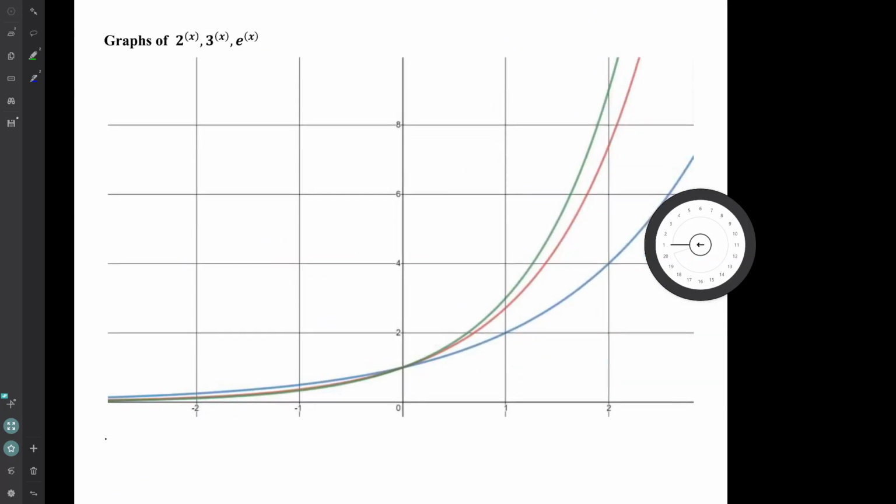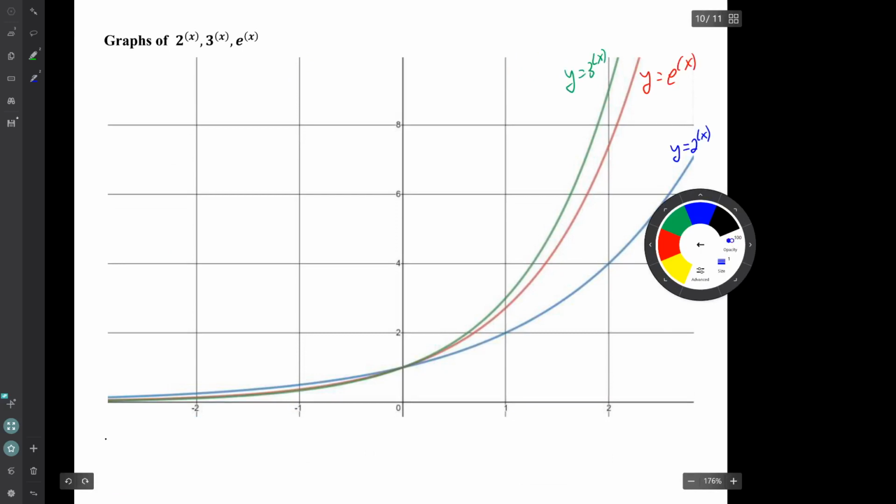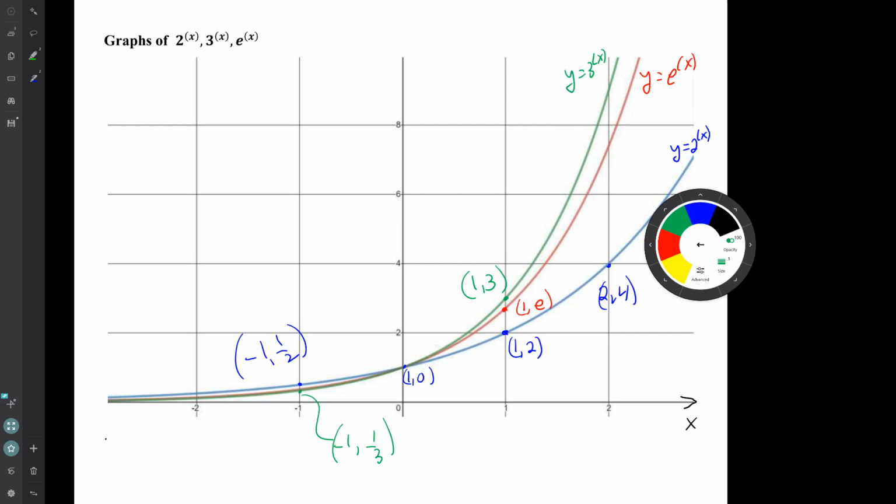Here's a computer-drawn graph of those same equations, those same functions. So you can see that I can only include the interval from negative 2 to 2 before the graphs really go off scale. Oh, it looks like I've made a mistake here. This should be the point 0 comma 1.